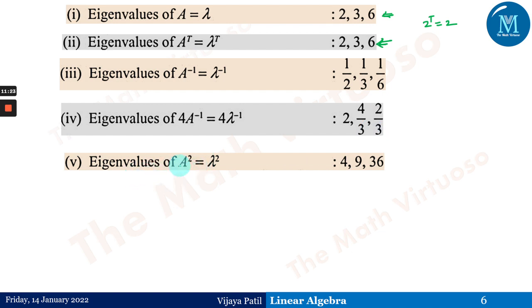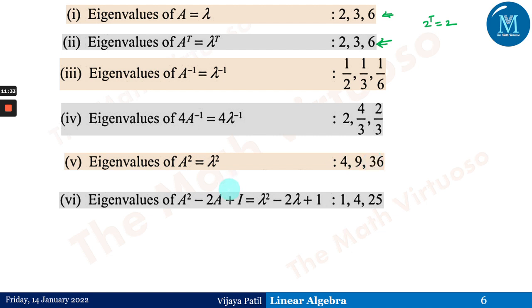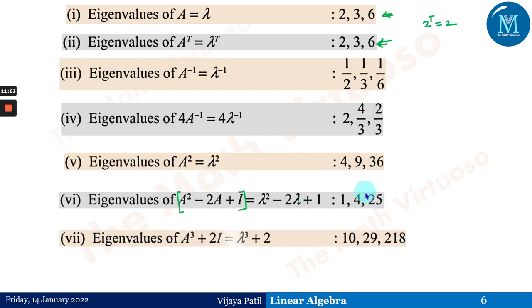Then the eigenvalues of A square are lambda square, that is 2 square, comma 3 square, comma 6 square, that is 4, 9, 36. Then the values for the matrix A square minus 2A plus I would be given as lambda square minus 2 lambda plus 1, which after putting in the values, when lambda is 2 we get 1, when lambda is 3 we get 4, when lambda is 6 we get 25. Then the eigenvalues for A cube plus 2I are lambda cube plus 2, which after putting lambda is 2, gives 10, lambda is 3 gives 29, and when lambda is 6, we get 218 as the values.